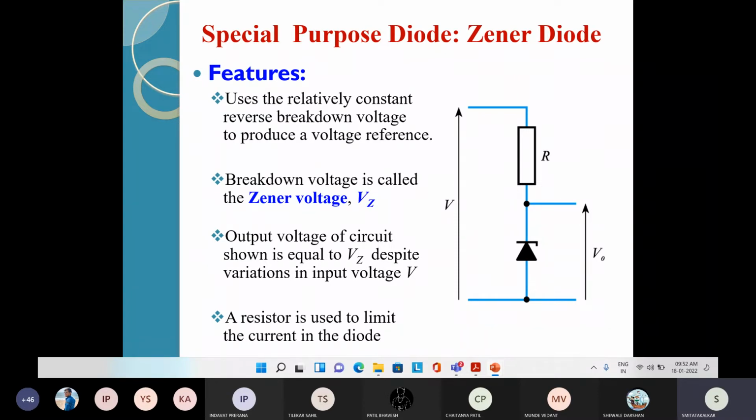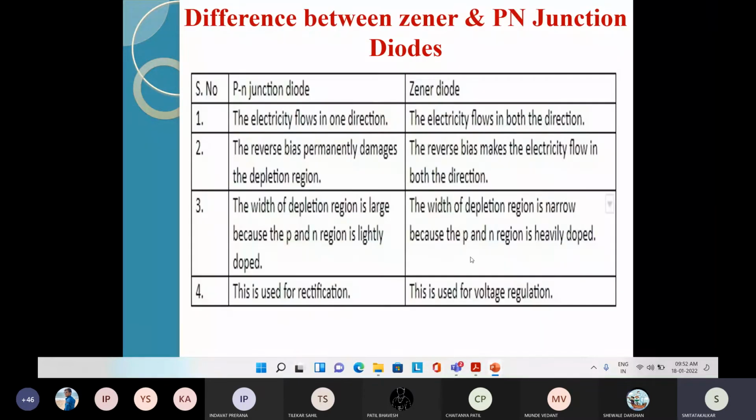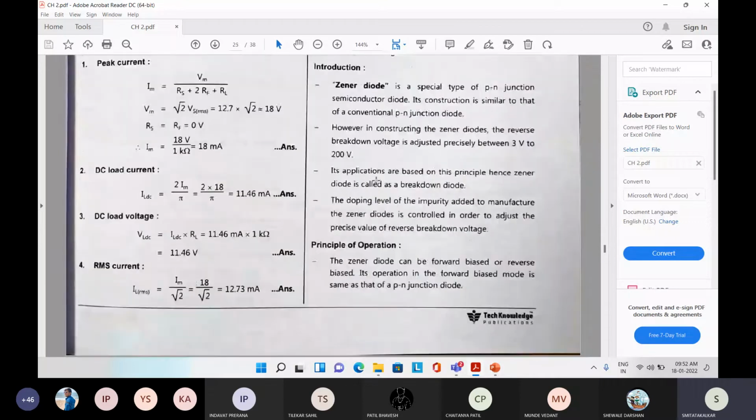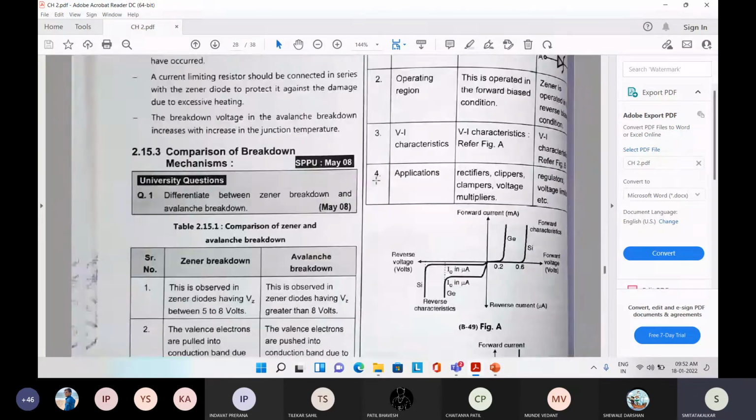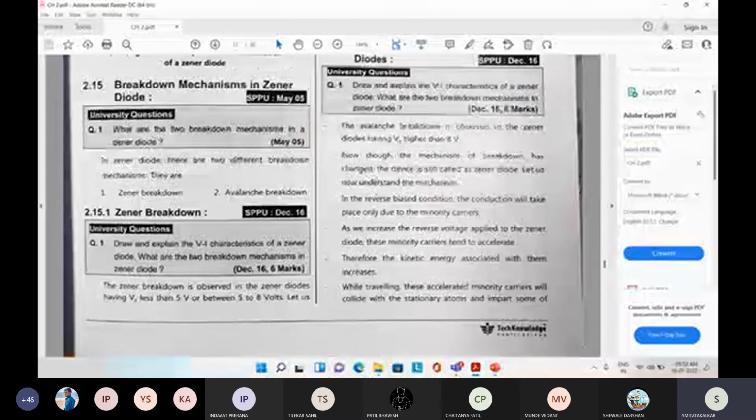The resistor limits or controls the current. That means the resistor is required to be connected at the cathode terminal, in between the cathode and the supply voltage. The resistor is a must. You can see the Zener diode working. What is the Zener diode?